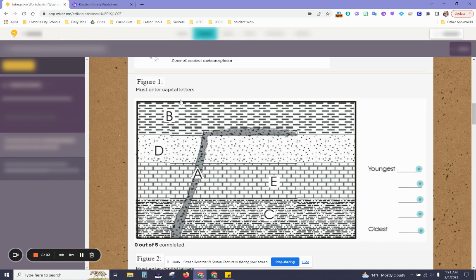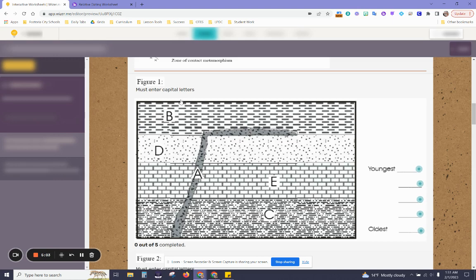C, E, D. And then after D was deposited, we have A. So A is that principle of cross-cutting relations. An igneous rock intrusion or a fault that cuts across other rock layers must be younger than the layers it cuts across.